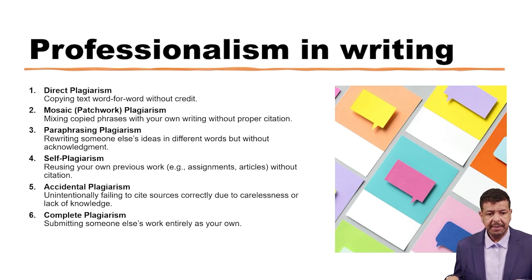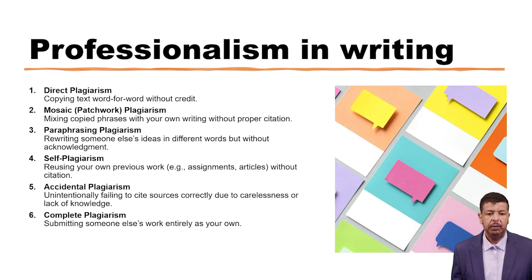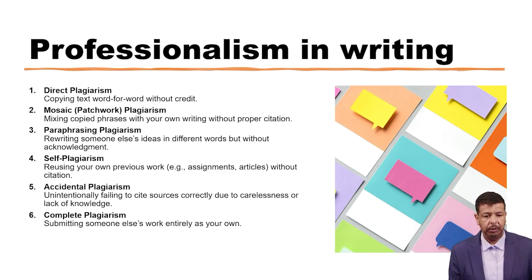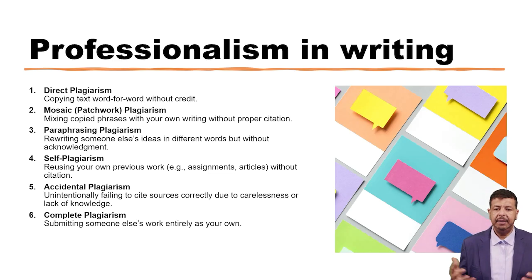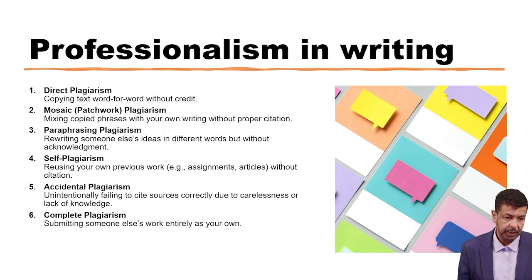Or paraphrasing plagiarism, in which you rewrite someone else's idea in different words but without acknowledgement. And self-plagiarism, in which you reuse your own previous work, assignments, or articles without citations. Accidental plagiarism, in which you unintentionally fail to cite a source correctly due to carelessness or lack of knowledge. And finally, complete plagiarism is submitting someone else's work entirely as your own. So this is an example of academic misconduct in academic writing.